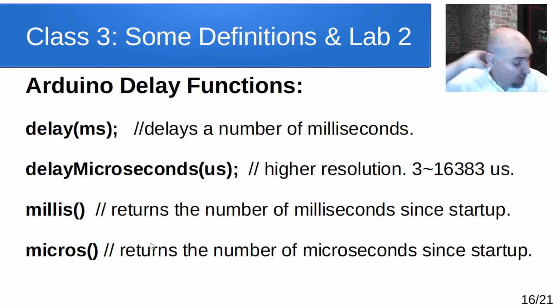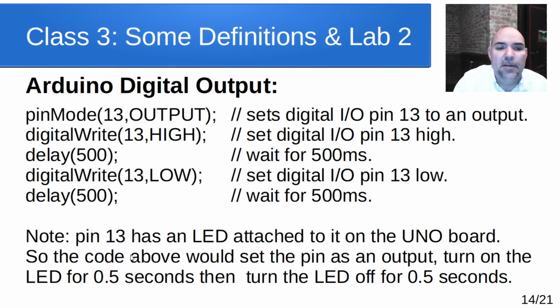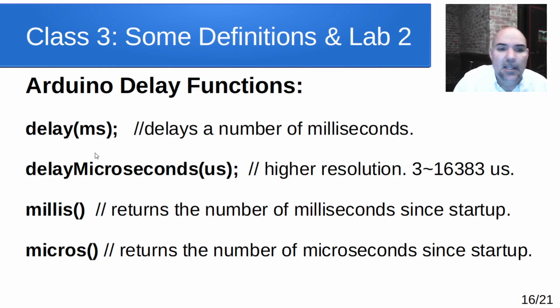All right, some other Arduino functions. We already saw delay a couple things ago here with this delay of 500 milliseconds. When you call delay, it delays in milliseconds. That will delay for an integer number of milliseconds. So if you put 10 there, you'll get 10 milliseconds. You put 500, you'll get 500 milliseconds. You put 1,000, you'll get 1,000 milliseconds, or 1 whole second.